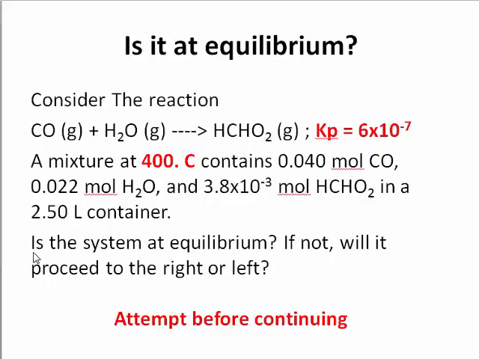The question we will answer at this point is: is the system at equilibrium? And if not, will it proceed to the right or the left? To address this problem, you will first need to find Kc, and then you can use this data to calculate the concentration of all three species in the reaction and calculate Q. Then you will be able to answer the question: are we at equilibrium, or will we start from this point and make more product, or will we start from this point and make more reactant?